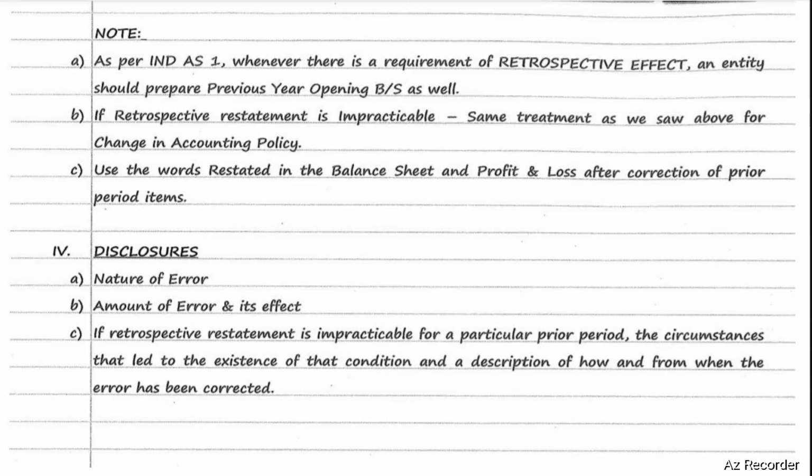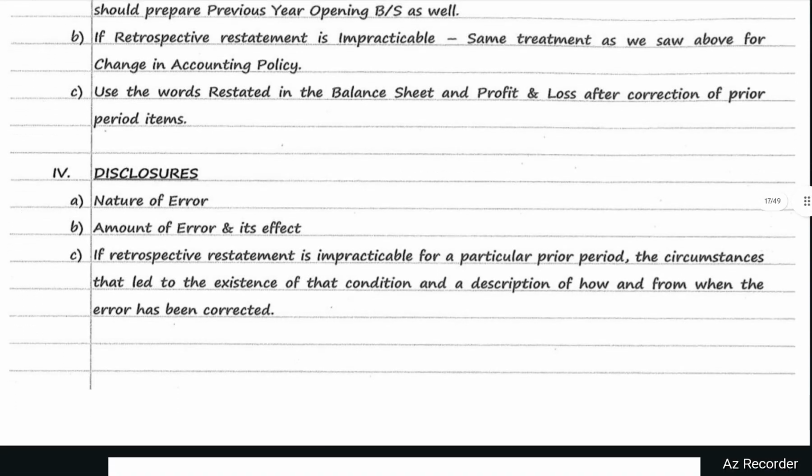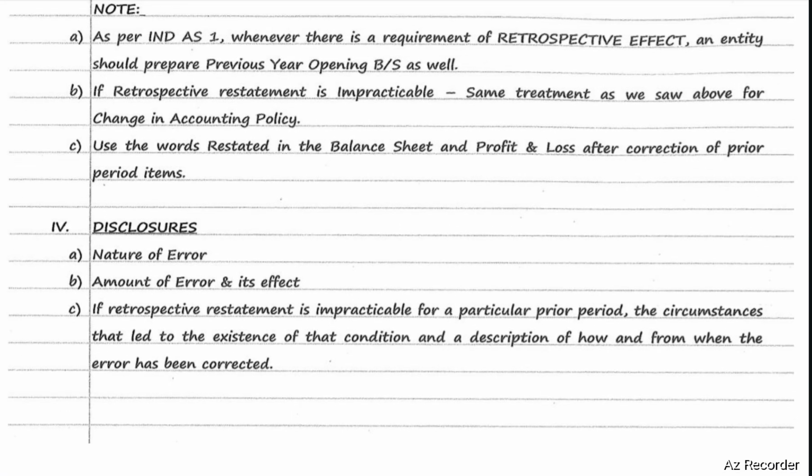What are the disclosures pertaining to errors? Nature of error, amount of error, and its effect. If retrospective restatement is impracticable for a particular prior period, the circumstances that led to the existence of that condition and a description of how and from when the error has been corrected should be disclosed. So the nature, amount, and if the restatement is impracticable, the fact should be disclosed. Why it is impracticable should be disclosed.